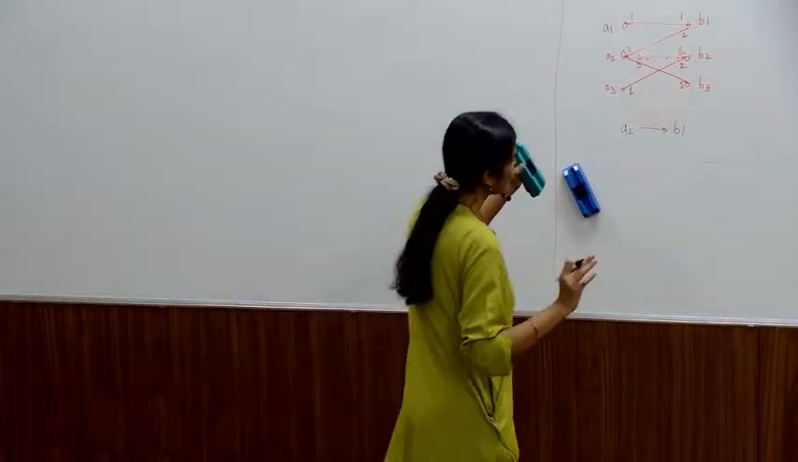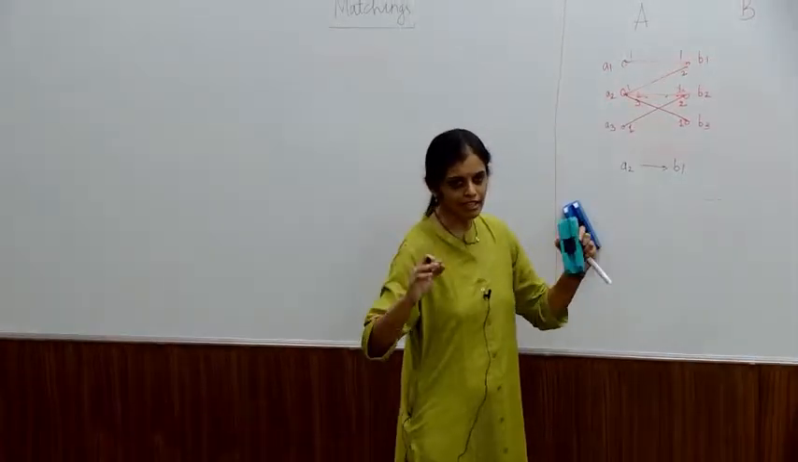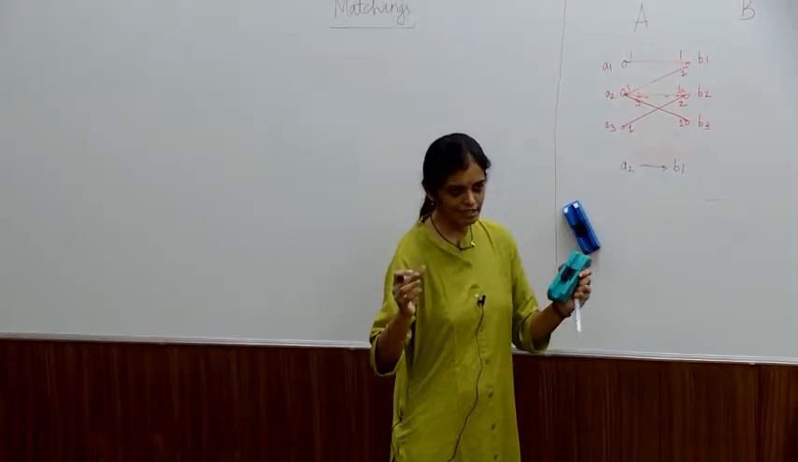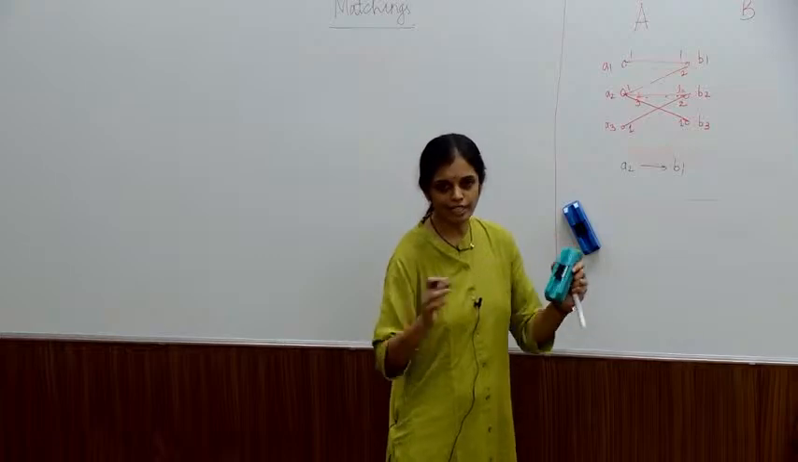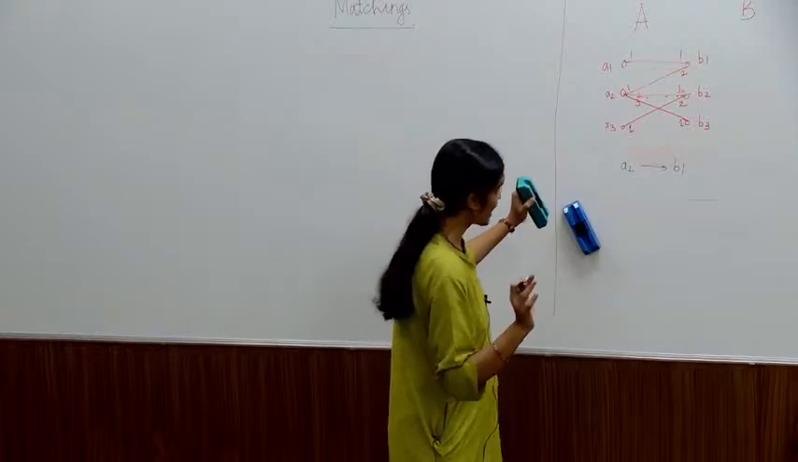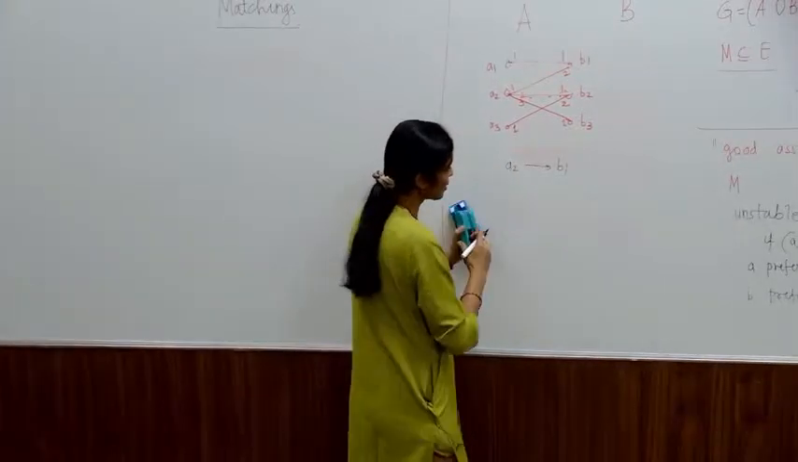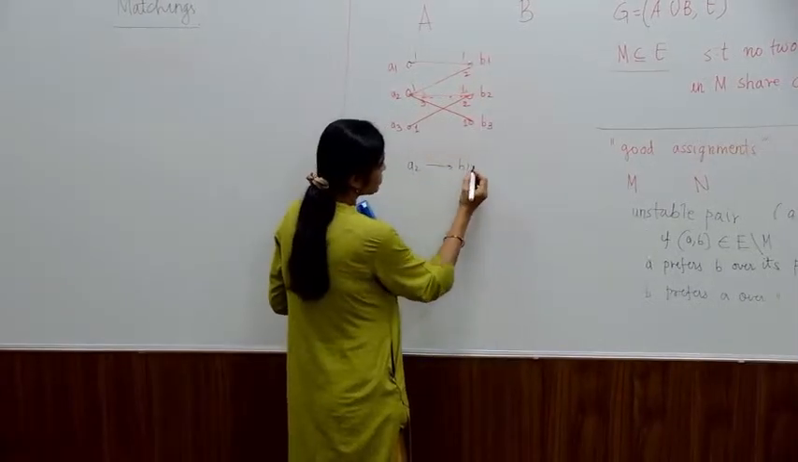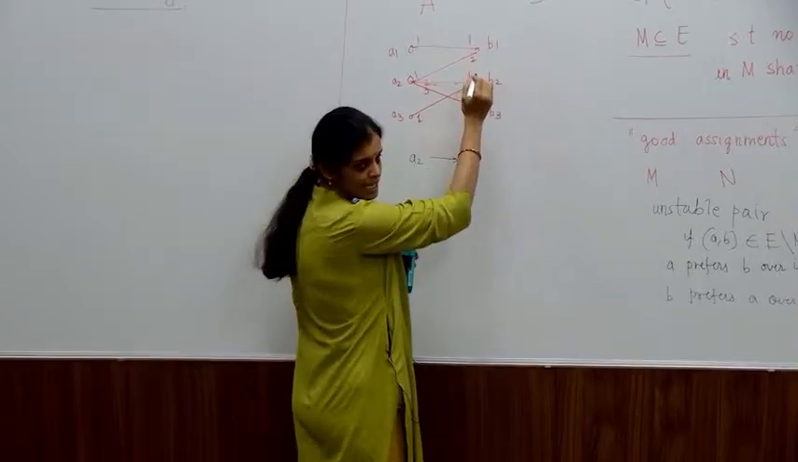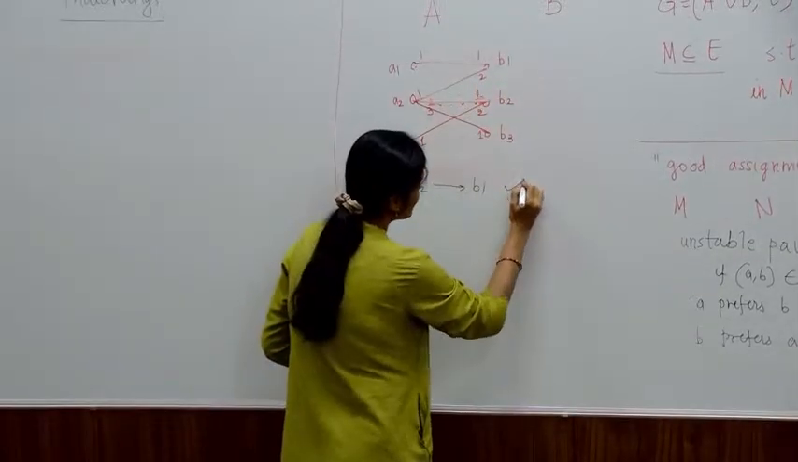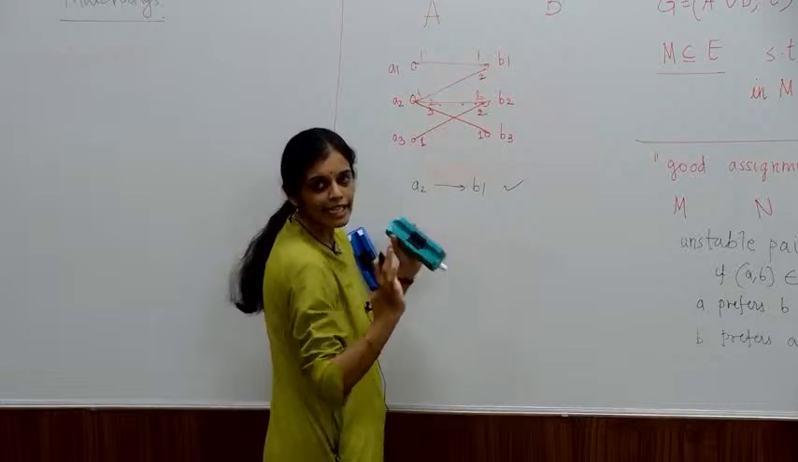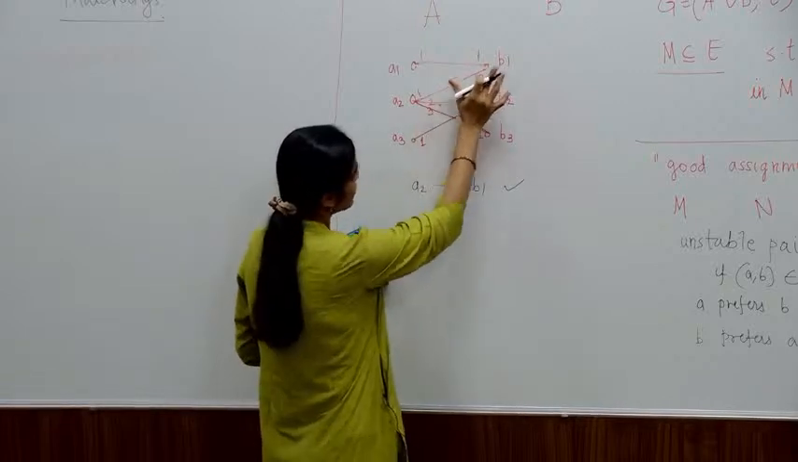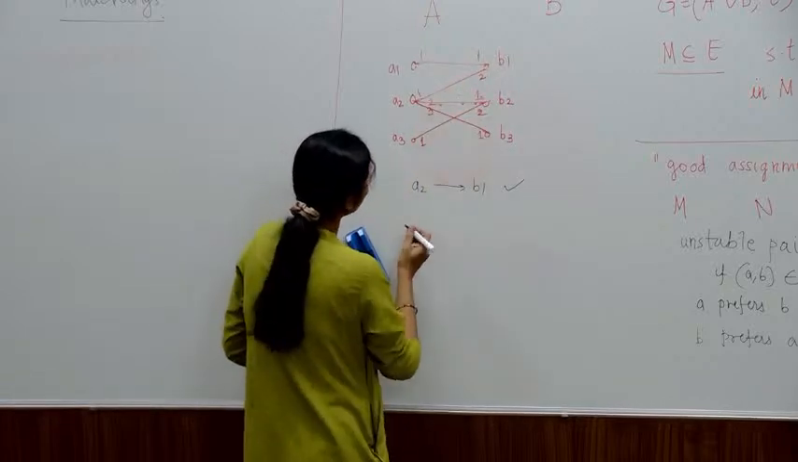So don't think of it as an actual process where students are going and applying and things are being accepted. This is an algorithm that is run in the backdrop, and therefore this is not like students getting rejected on arbitrarities. So A2 applies to B1, and B1 currently is unassigned, therefore it accepts this, and A2 is tentatively assigned to B1.